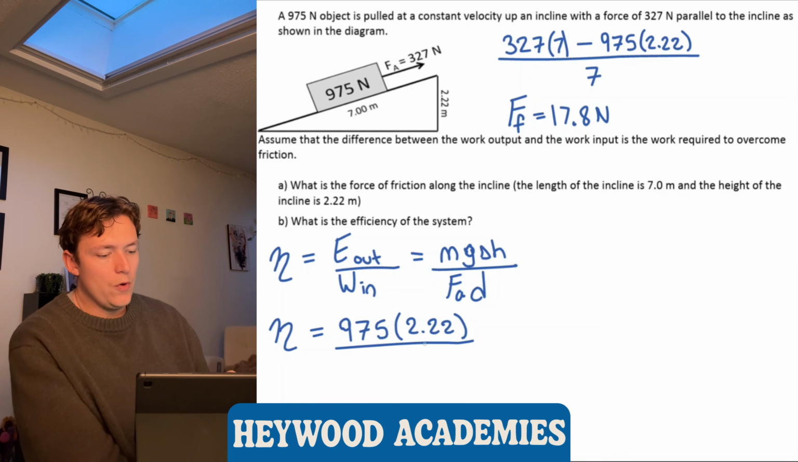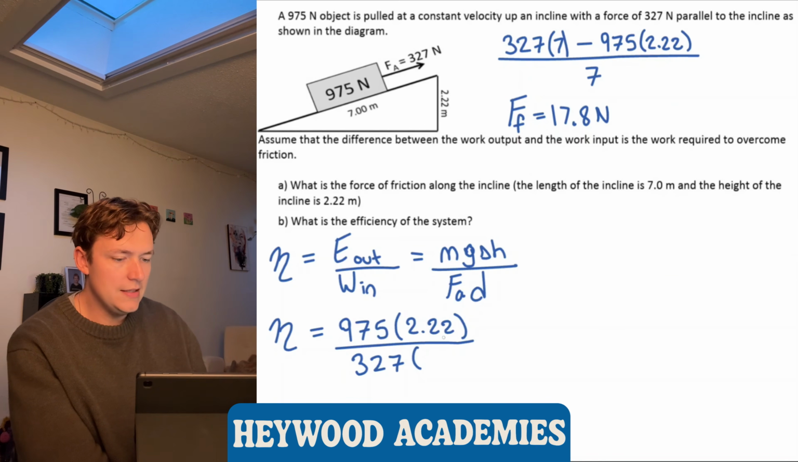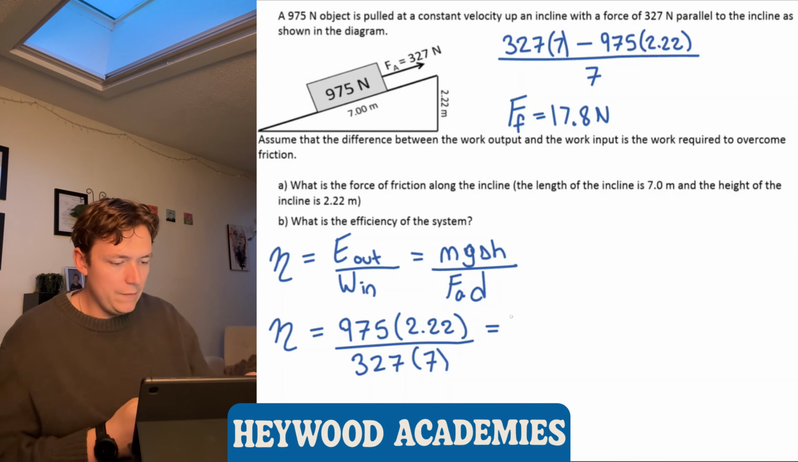Now, the work that we put in would just be our applied force, 327, times the distance, and that would be 7. Alright, if we multiply that by 100, we'll get a percent, which will be about 95%.